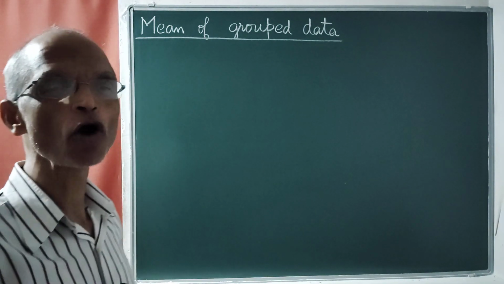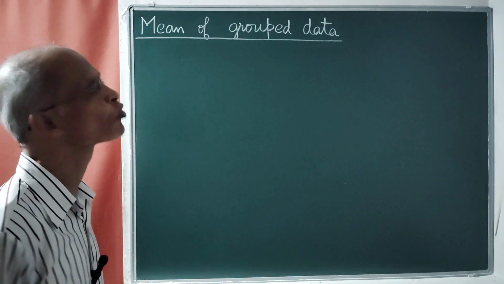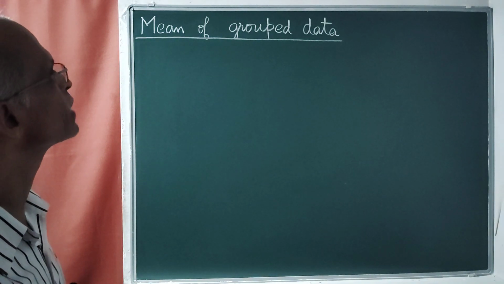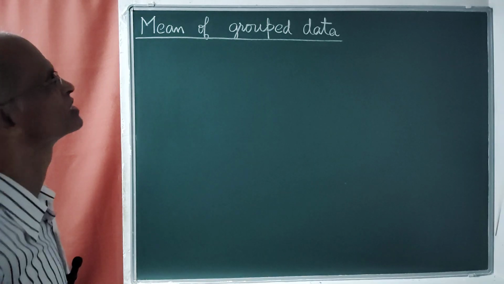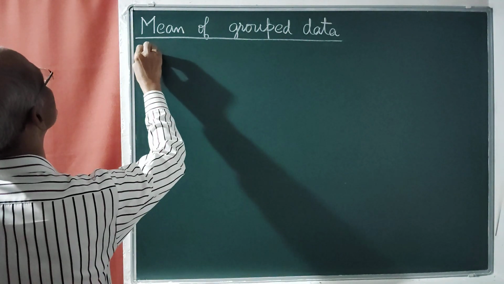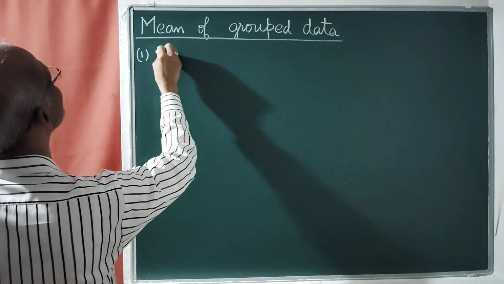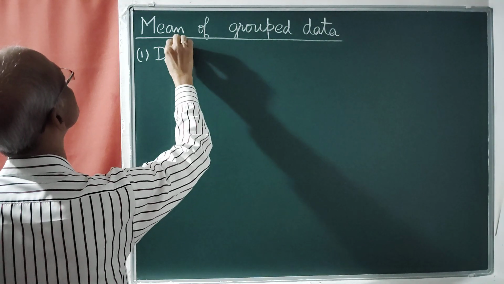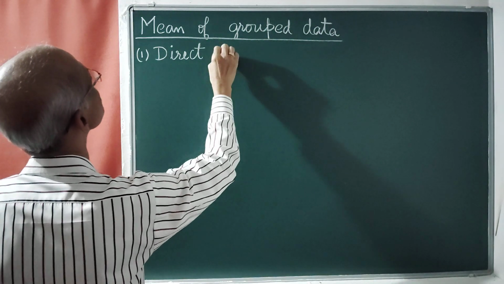We will see how to find the mean of a group data. To find the mean of a group data, there are three methods. The first one is called the direct method.